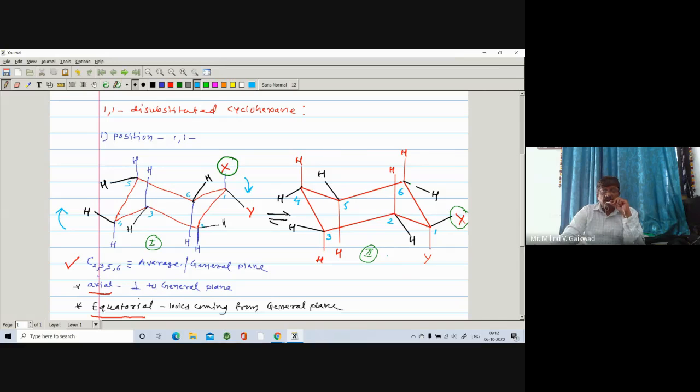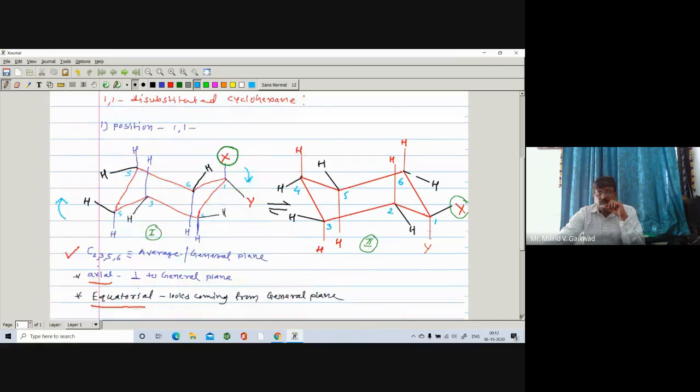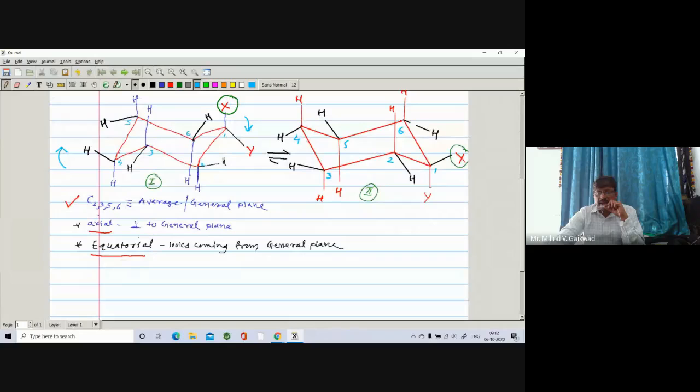In this case, the first point we have learned is the position. What is the position of the two groups? Here the position is 1,1. When two hydrogens from the cyclohexane are replaced at the 1,1 position, it is called 1,1 dimethyl cyclohexane. So here the position is 1,1, right?